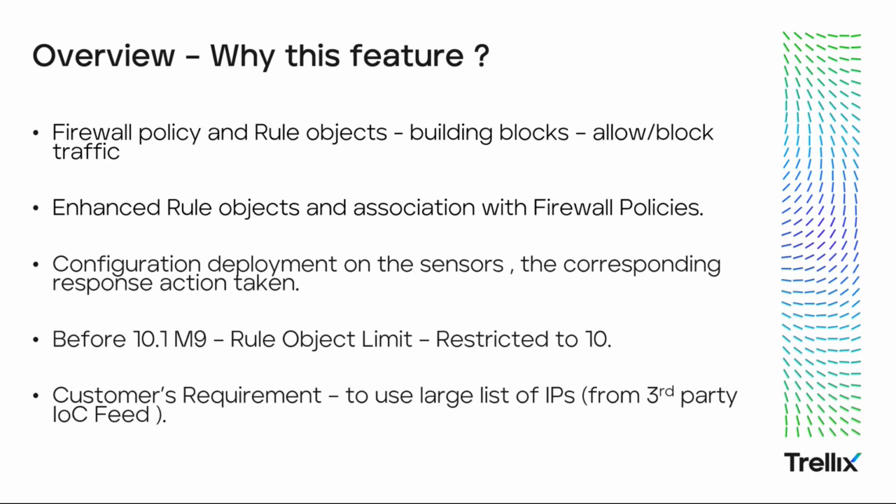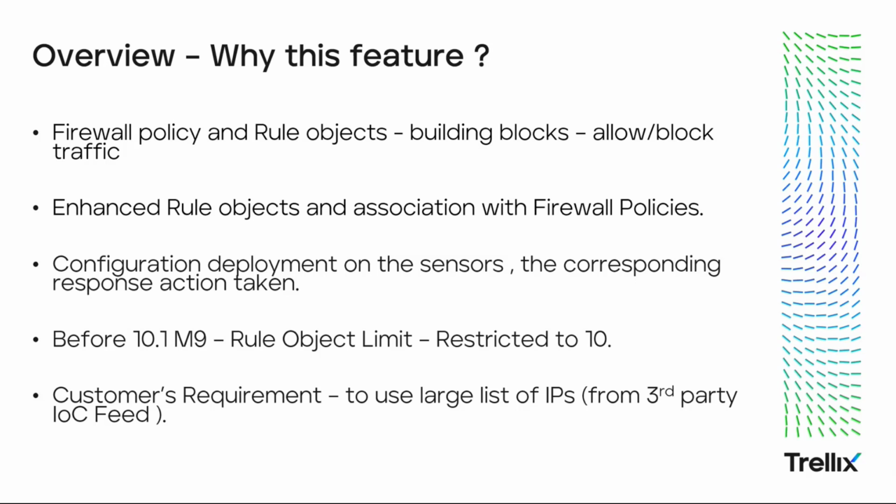To start with, I'll give you a small background on why this feature came in. Firewall policies and rule objects are used as the basic building blocks in the sensor, essentially to allow or block the traffic matching specific IP addresses. And here, what's a rule object? A rule object is nothing but a list of members. These members could be anything like application, service, host name, time period, endpoints, address range, or network. This depends on the type of the rule object chosen in the NSM UI.